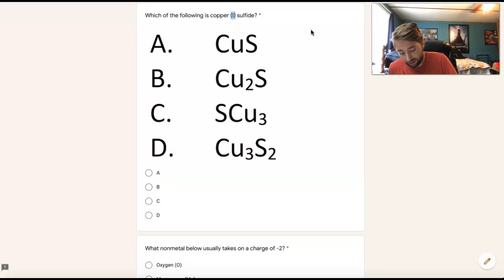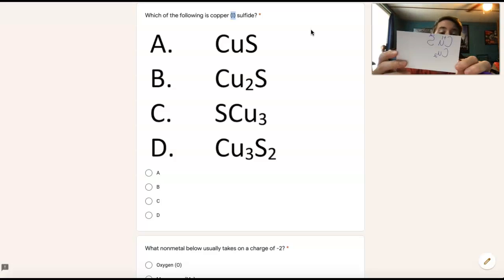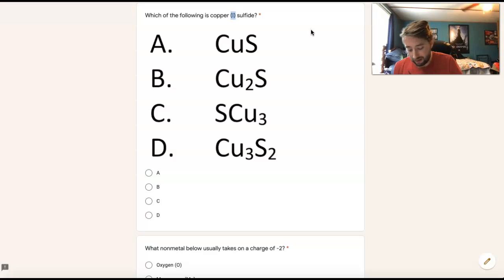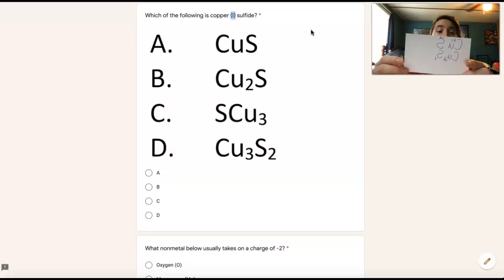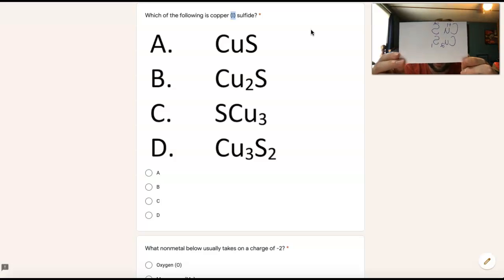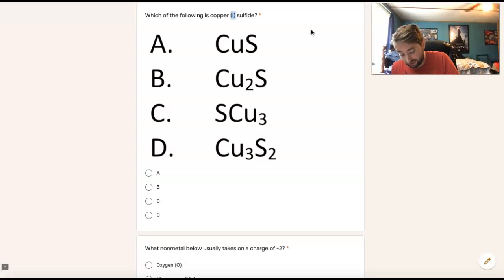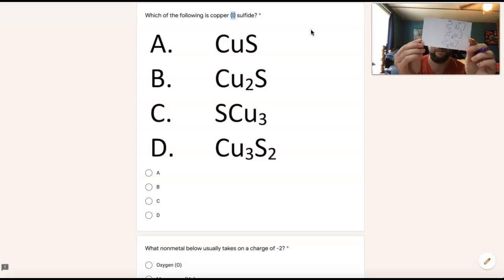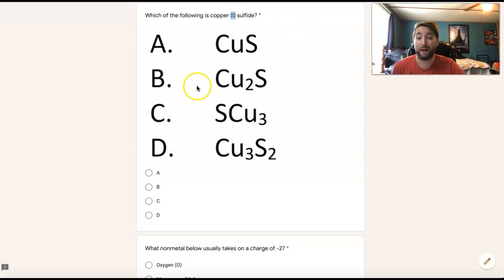So the 2 that is above the S is going to go down to the bottom and go with the Cu. All right, and then the 1 that is above the Cu is going to go down there with the S. So it's going to look something like this. But remember, we don't have to write the 1, so we're just going to write it as Cu2S, just like that. All right, so we've got Cu2S, and that matches B.